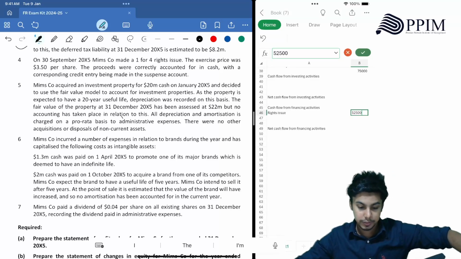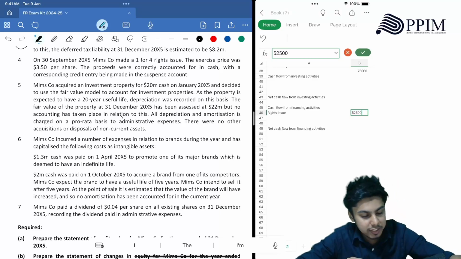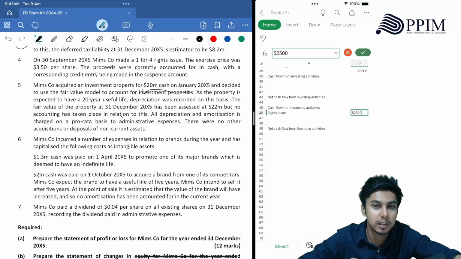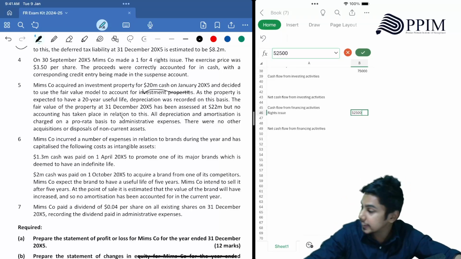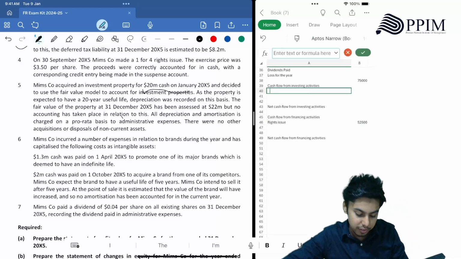Okay, right. Then the fifth one. MIMS acquired an investment property for 20 million cash. Will this come under the cash flow statement? Yes. When you buy properties, which activity? Very good, investing activity. Start marking under investing activity over there.